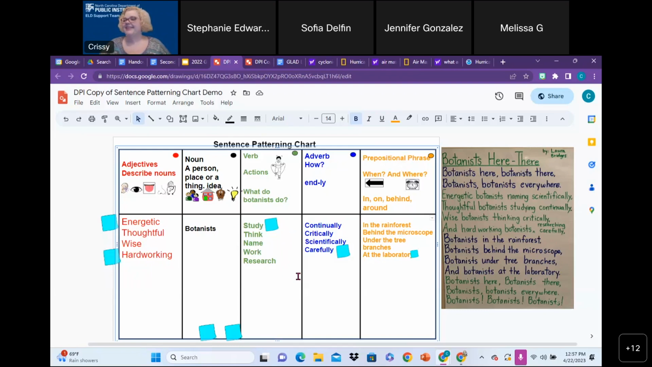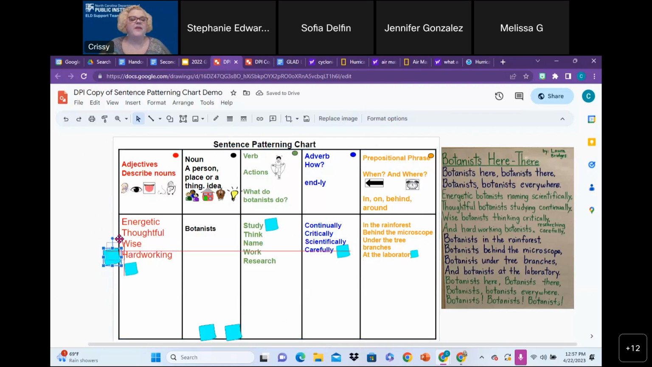I will. Okay, wonderful. Okay, so tell me what words you'd like to select, and I will move the sticky notes around for you. What words would you like to select? Thoughtful and wise. Okay, thoughtful, thoughtful, and wise.